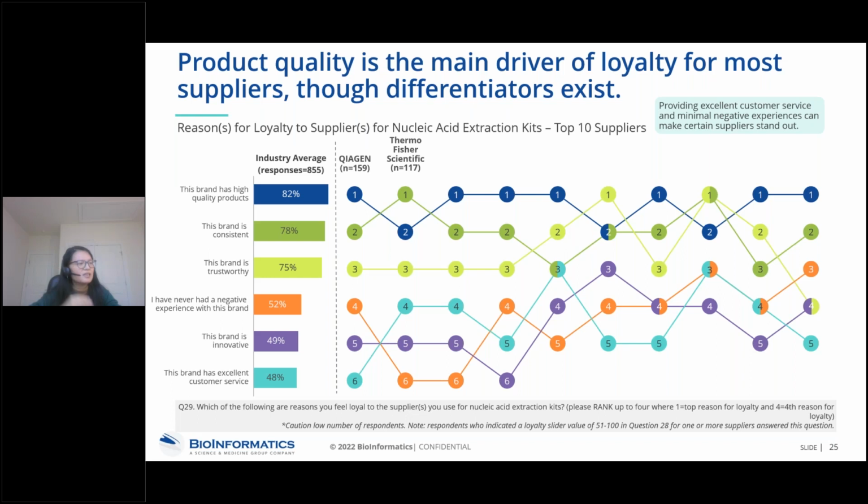And we also looked at this on a supplier level basis. Here we're just showing QIAGEN and Thermo Fisher as there are some differences of what drives them. So QIAGEN is really known for its high quality products, and Thermo Fisher here is about brand consistency. But as we looked at individual suppliers, we did notice that providing excellent customer service and minimal negative experiences can make certain suppliers stand out. So drivers of loyalty do vary from supplier to supplier.